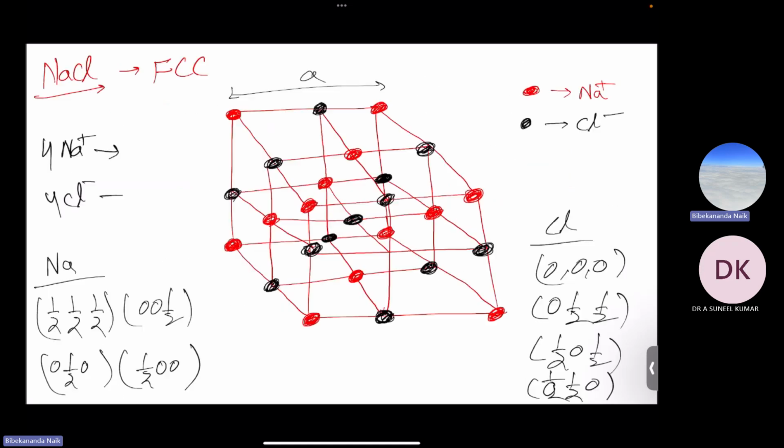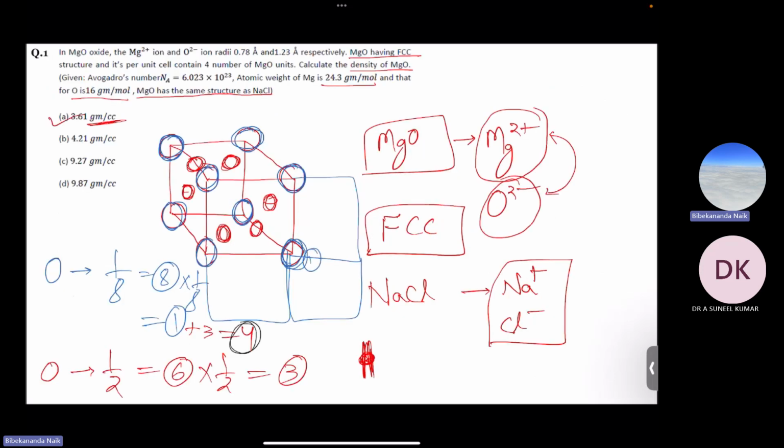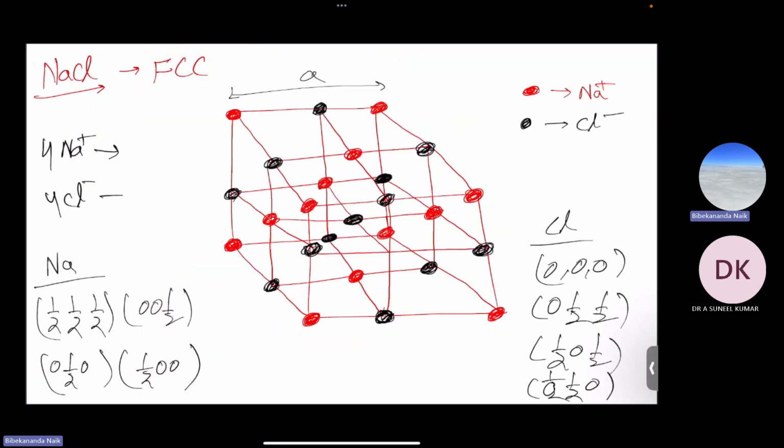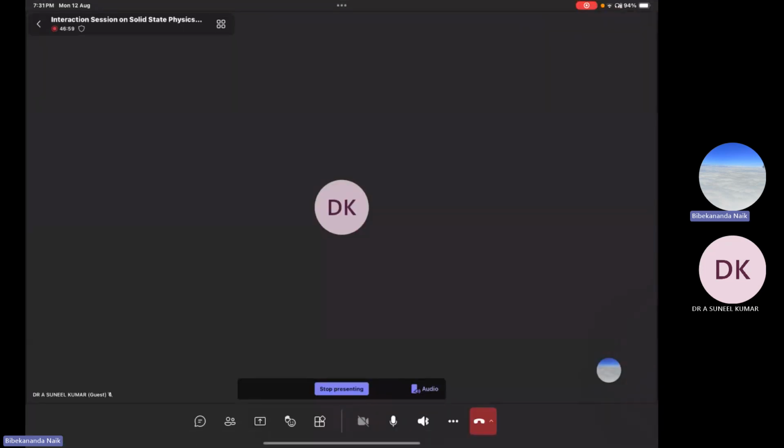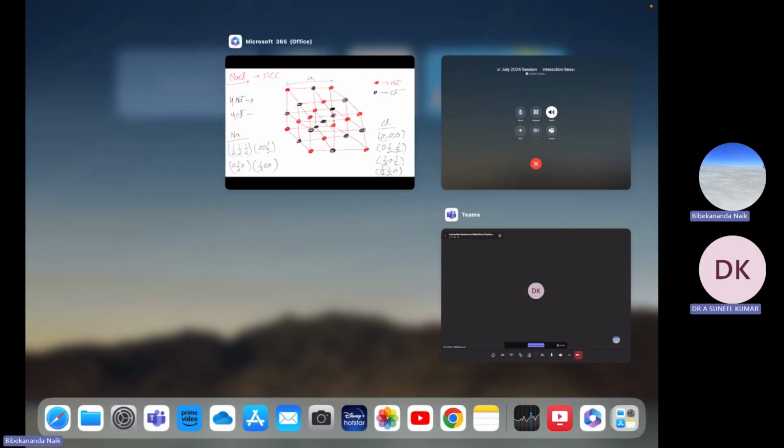So if you see the options, option A is 3.61. So the correct option is option A. Is this clear to you? Yes, sir. Okay, no problem.